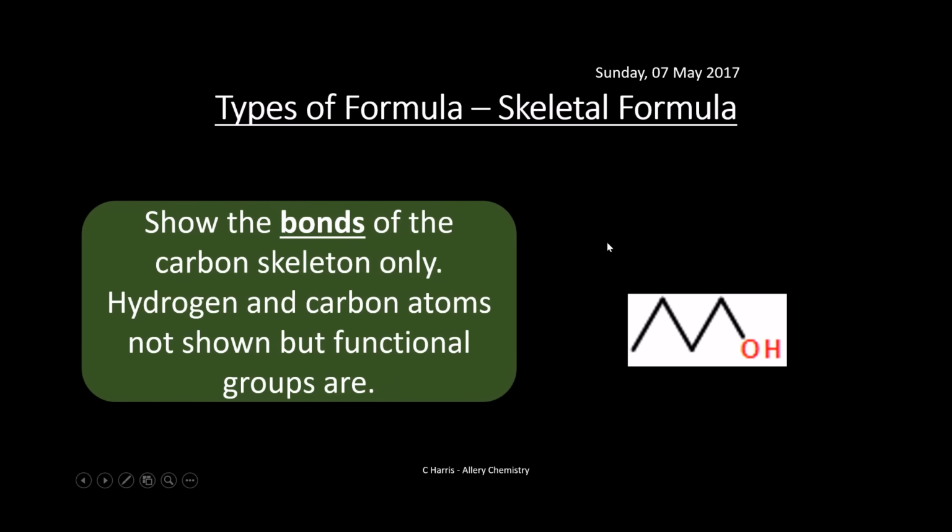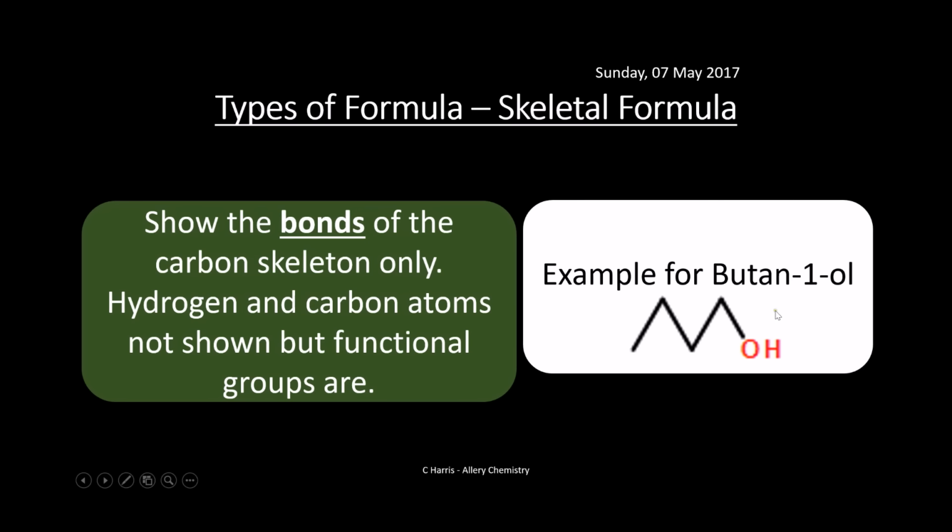Skeletal formula. Skeletal formulas show the bonds of the carbon skeleton only. Hydrogen and carbon atoms are not shown, but the functional groups are. So these are a bit strange. Here's an example. This one's butan-1-ol. Each one of these points here is a carbon with hydrogens attached to it. So this is CH3, CH2, CH2, CH2OH. So we've got 1, 2, 3, 4 carbons with an OH on the end.